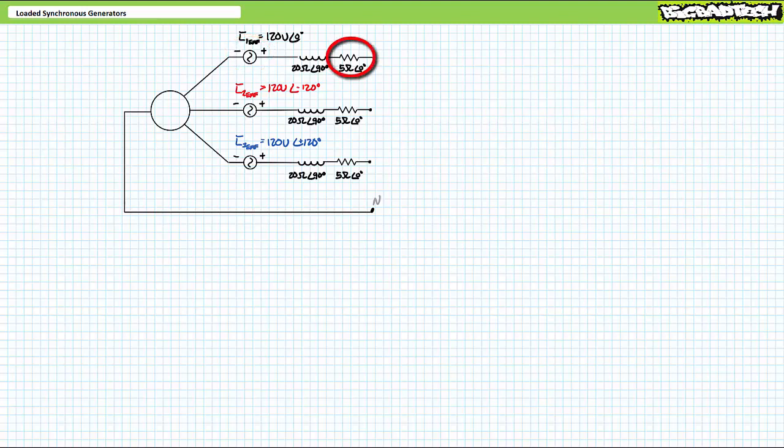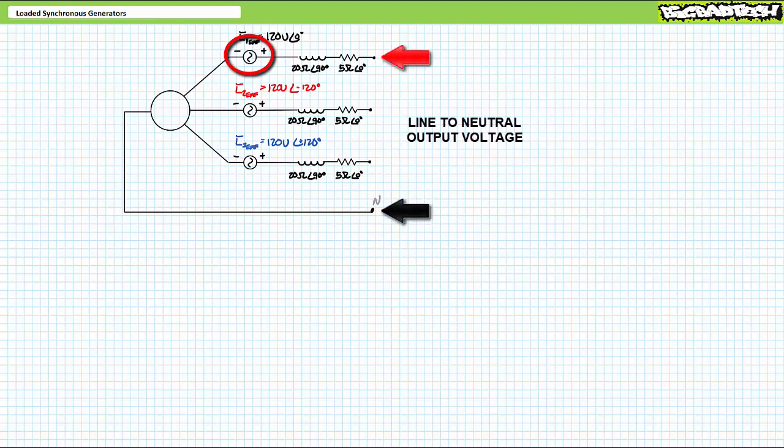The small resistance value internal to the windings accounts for the real-world resistance of the coil of the wire constituting the stator winding. The comparatively larger inductive reactance value internal to the winding accounts for the inductive nature of the stator winding. An important distinction needs to be made between the electromotive force produced by the generator and the output voltage at the stator terminals.